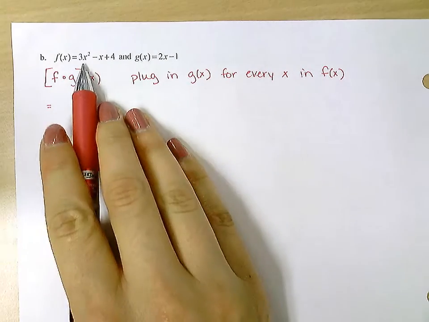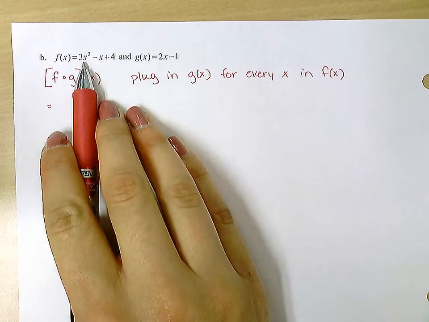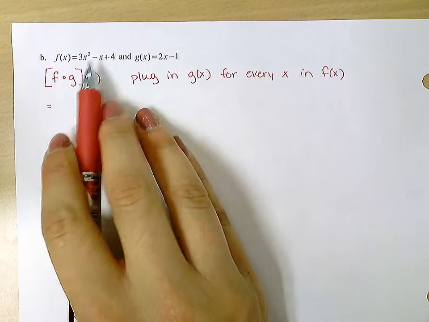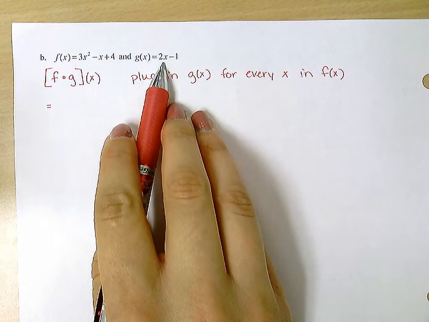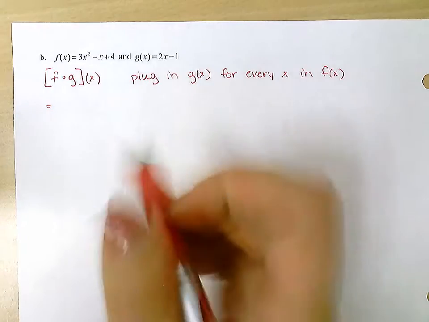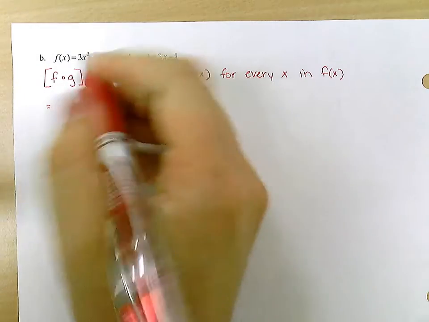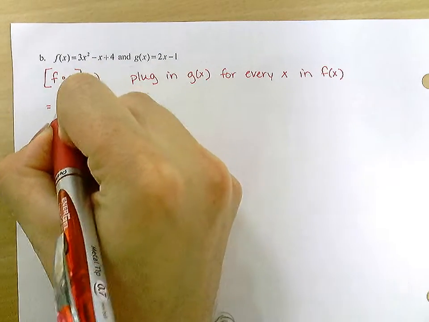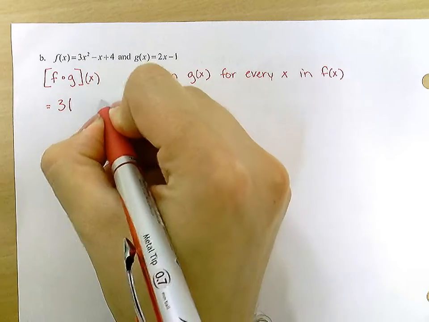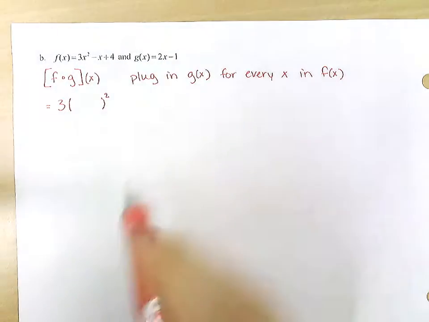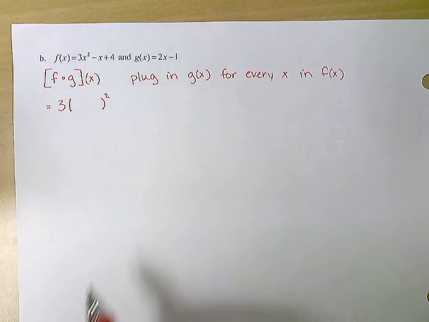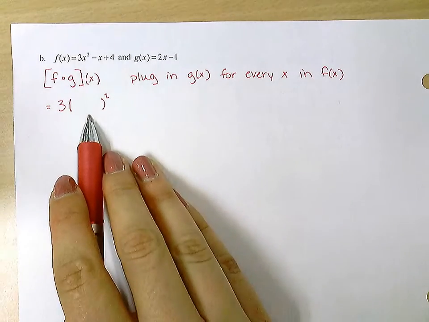Okay, so I have an x value here and an x value here. Those are two places I need to plug in 2x minus 1. Wherever you see an x in f, I'm going to leave an open space there. So I have 3, leave an open space. That open space is squared. Instead of writing x, I'm leaving an open space here.